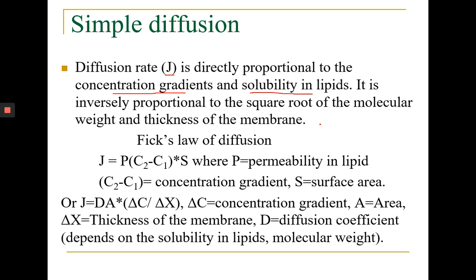If we go to oxygen, the oxygen goes from 100 to 40. So how much is the gradient from 100 to 40? 60. So the gradient is 60 for oxygen and just 5 for CO2, but the amount that moves is the same. Why? Because of the difference in solubility. CO2 is more soluble. This means the more the solubility, the more the diffusion.